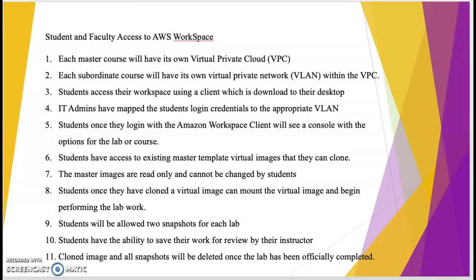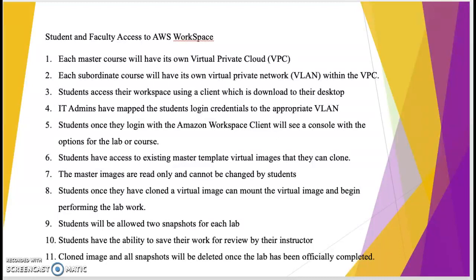So for instance, if a course has 10 instances of that particular course, each course can have a course number and a corresponding VLAN. Students can access their workspace using the Amazon Workspace client, which is downloaded to their desktop and installed. This allows for the student to have a very secure connection into the workspace environment.